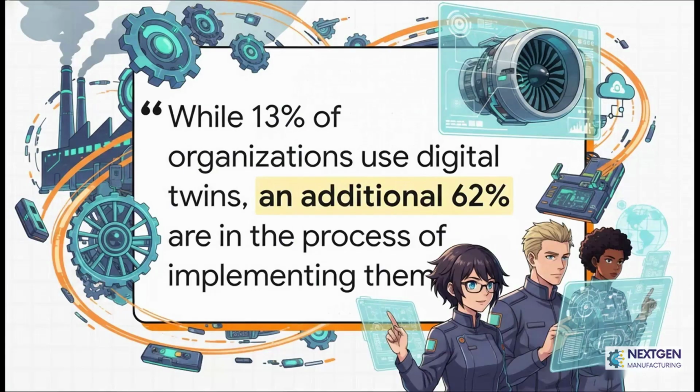And look, this isn't just some niche tool for the giants. According to Gartner, while about 13% of companies with IoT projects are already using digital twins, a massive 62% more are in the process of putting them in place. This isn't some trend on the horizon. This is the wave that's happening right now.